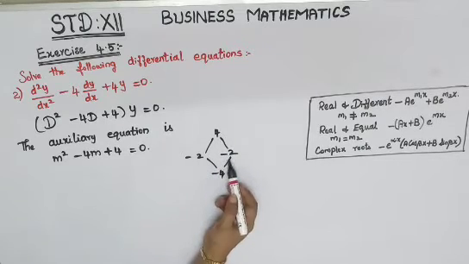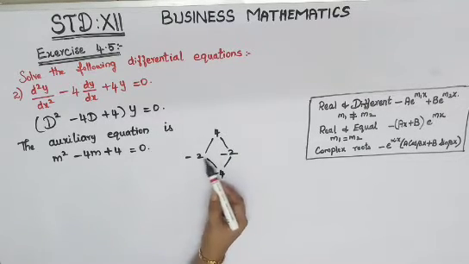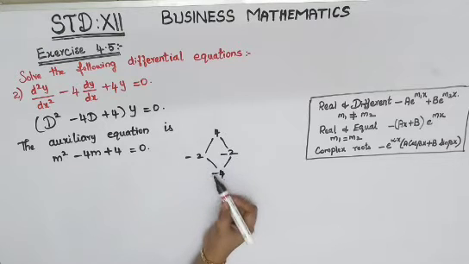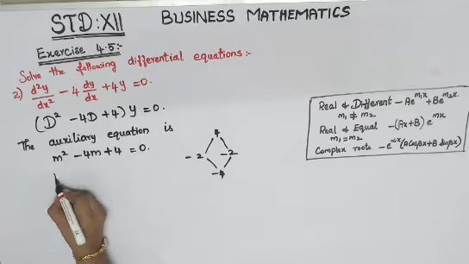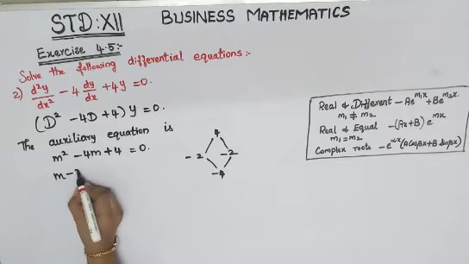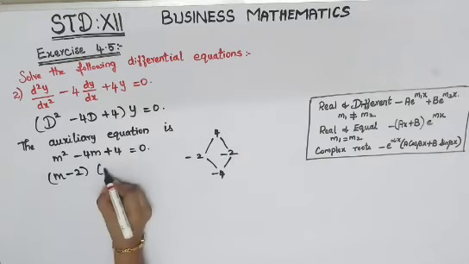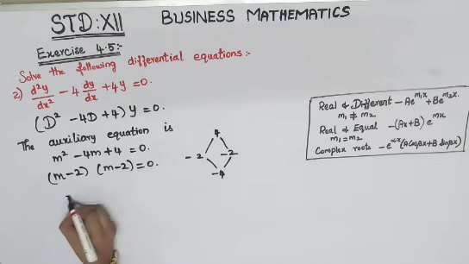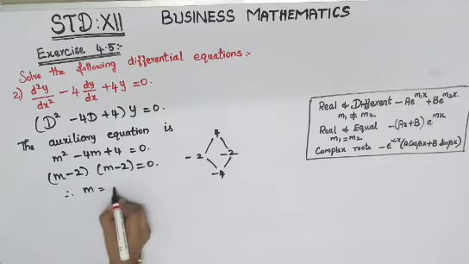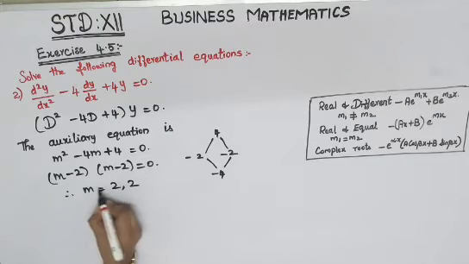Now the same way minus is there, so just go for your addition. 2 plus 2 will become 4. Since minus is there, put minus 4. So now your values are satisfied. So you can go to your answer, that is (m minus 2) into (m minus 2) is equal to 0. Therefore your m is equal to 2, 2.